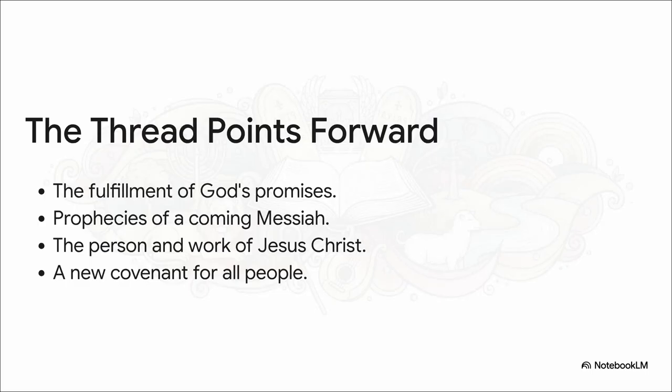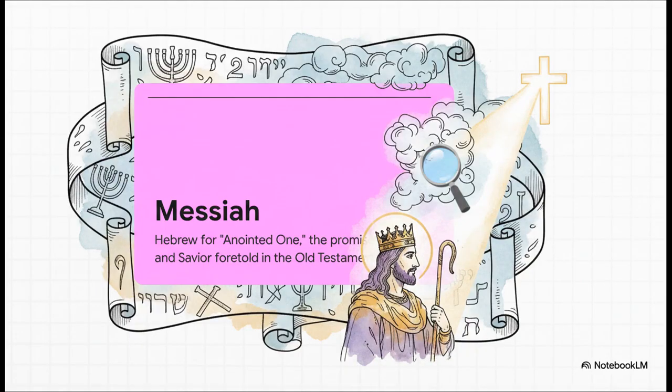And what's so powerful about this theme is that it's always pointing forward. Every story, every law, every promise is building this anticipation for something, or more accurately, someone, to come. It's all leading towards a prophesied Messiah and the ultimate fulfillment of that original promise, a brand new covenant for all people. And that promised Savior is known as the Messiah, which is Hebrew for the Anointed One. The hope for this figure is one of the most powerful currents running through all the prophetic books, and it's what connects the entire Old Testament story directly to the events of the New.